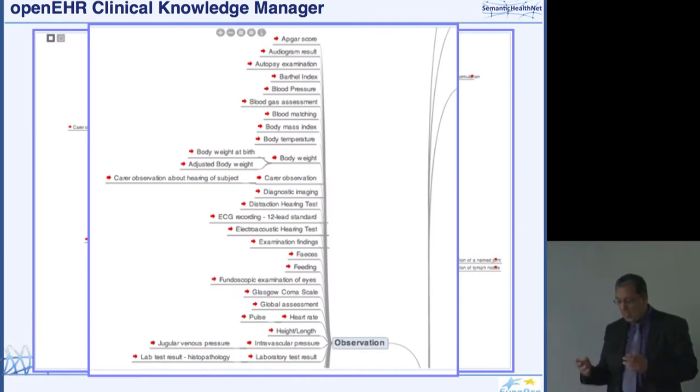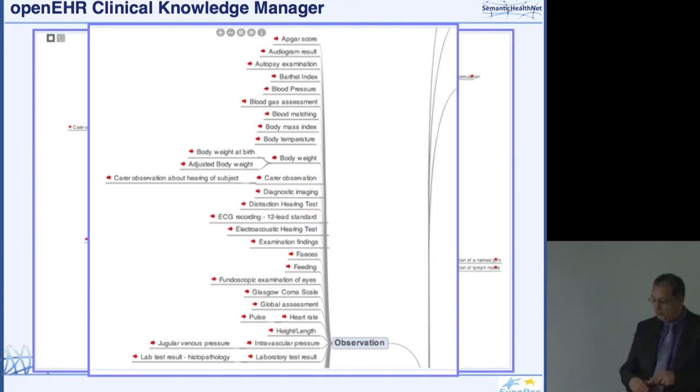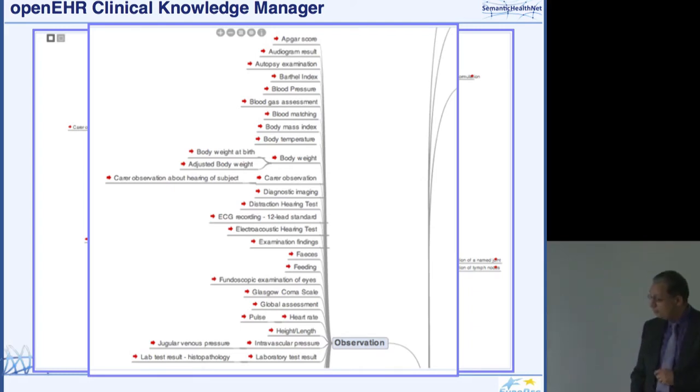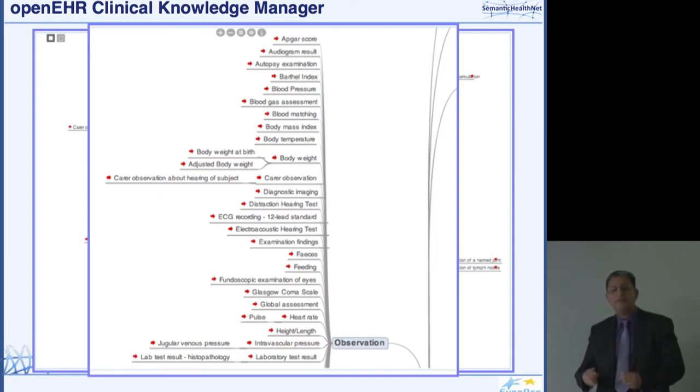So the Open Air hosts one of the repositories. Stan has just described another one. This is a mind map view of a whole series of archetypes that exist. And if I zoom in, you might get a sense of a few examples that just give you an idea of the kind of things that it might contain, like body weight, even I can't read it from here, blood gas assessment, fundoscopic examination of the eye, Glasgow Coma Scale. You get an idea. These are fragments of EHR.